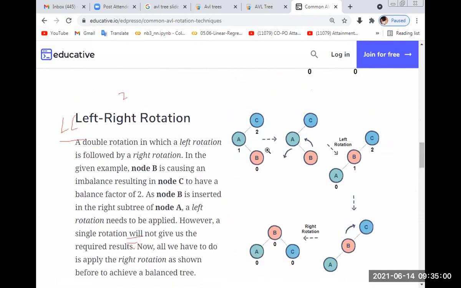Clear students? So what is left right rotation? Just first rotate these two. After rotating these two, because the problem is on the right side, you have to rotate it in the left direction. So I am rotating it to the left direction. It comes like this. After I rotate in the right direction, then this is the solution.